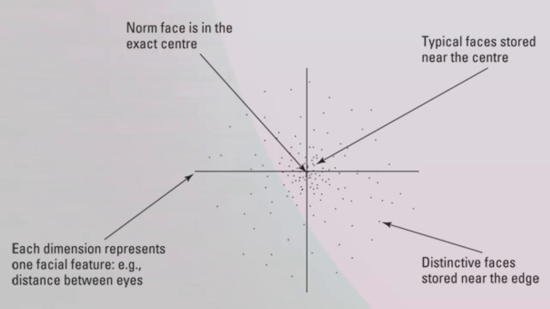For example, average faces are categorized as faces much faster than distinctive faces because they look more like an average face. Distinctive faces are recognized faster than average faces because no other faces are nearby in the space to confuse you.